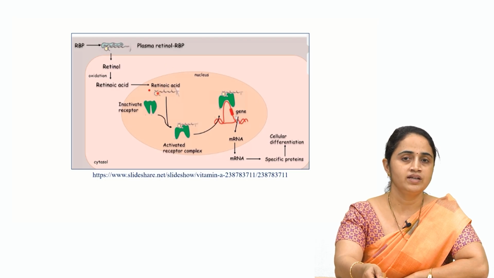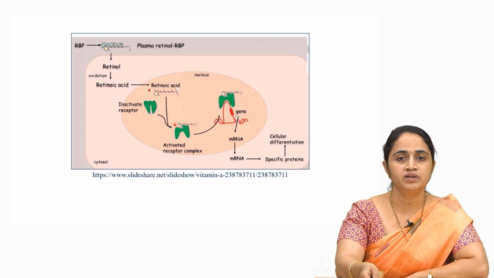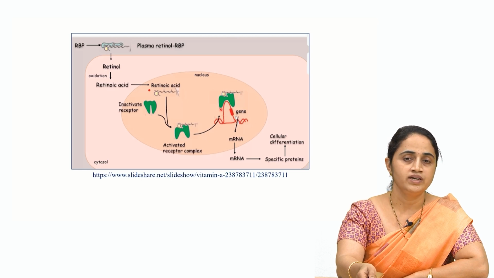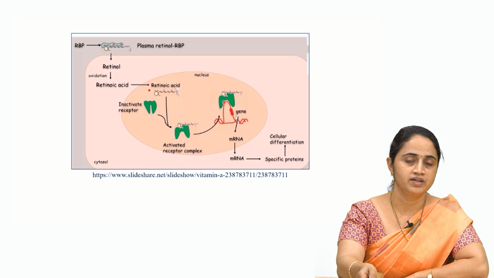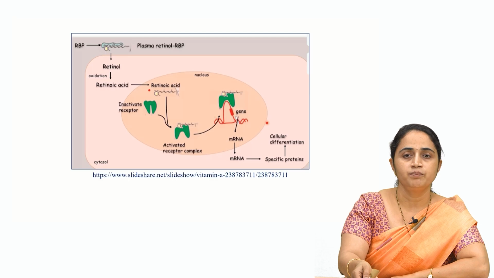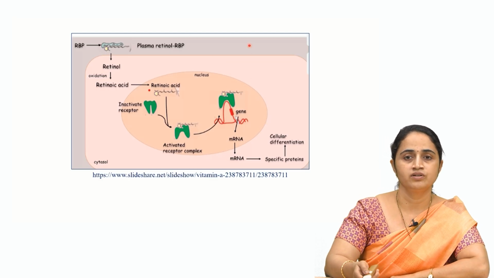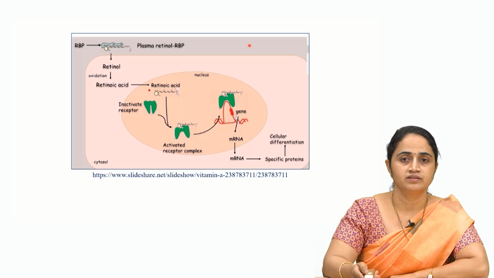In the nucleus, the receptor specific for vitamin A, that is the retinoic acid receptor, is present, and the receptor vitamin A complex will go and bind to the specific region on the DNA. The interaction of the DNA with the receptor vitamin A complex alters the gene expression, or induces the transcription. There will be formation of the mRNA. The mRNA comes into the cytoplasm, and there will be the synthesis of specific proteins, and cellular differentiation, or the biological functions, will be induced.